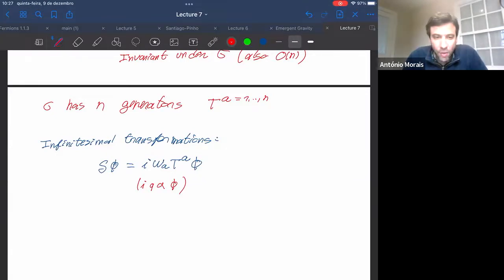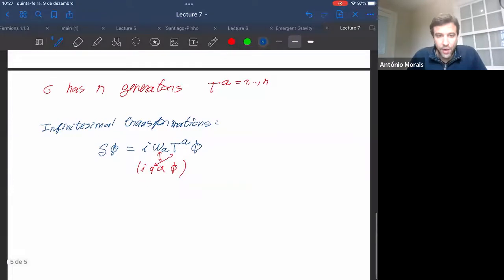These omegas are arbitrary. These are parameters of the transformation. Sorry, in fact, omegas are related with alpha, and the Qs, like the charges, are related to the generators, sort of. So we can write the transformation in this way.